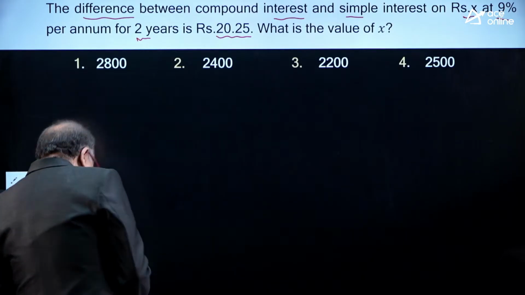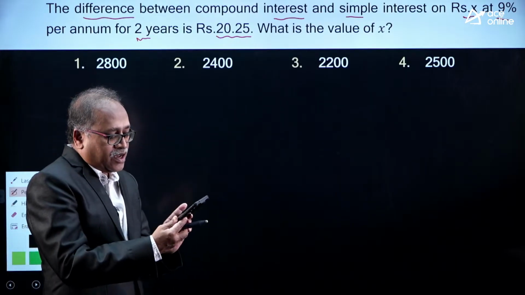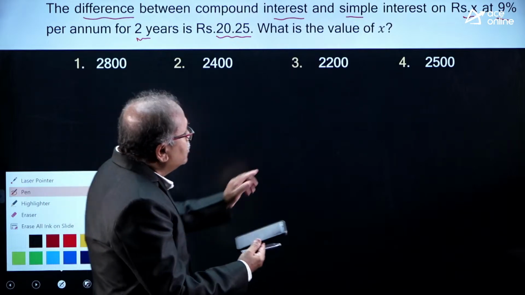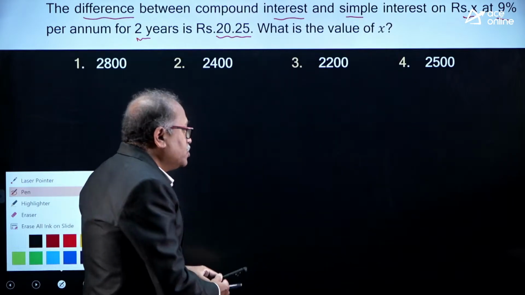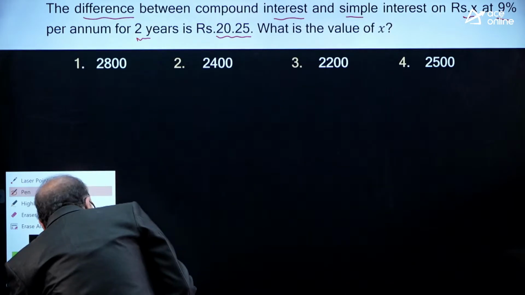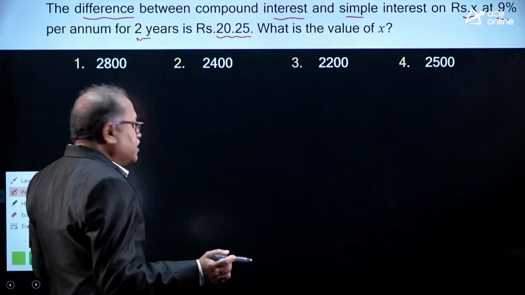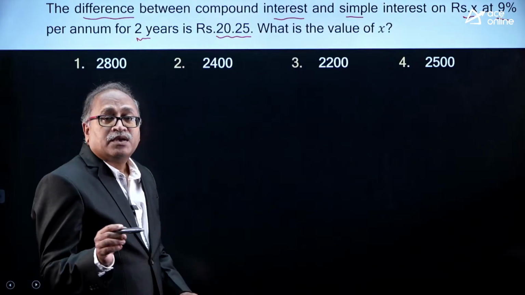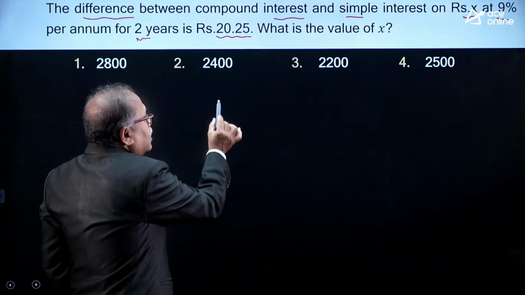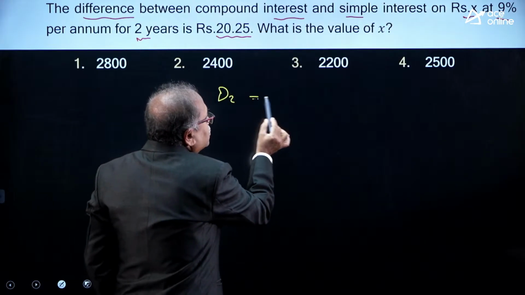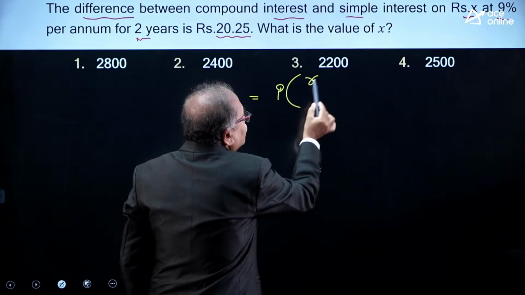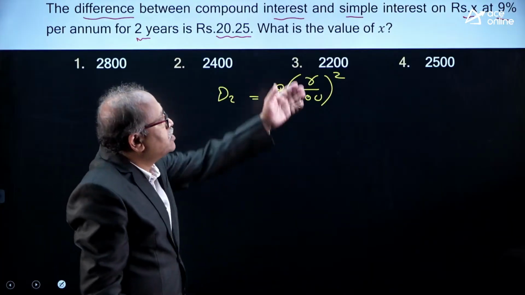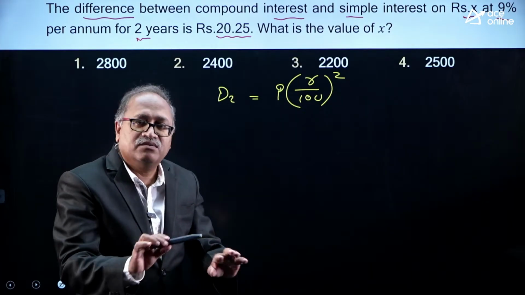Someone has answered the question. Anusha has said 4, and Appal Naidu has said 2,500. 2,500, option 4. Both of you are right. How do we do it? Since it is 2 years, whether Appal Naidu or Anusha stated it, I will go with this formula. The difference for 2 years is equal to P into (R by 100) to the whole power 2. It is applicable whether the rate of interest is 9 or 90, whatever it is.